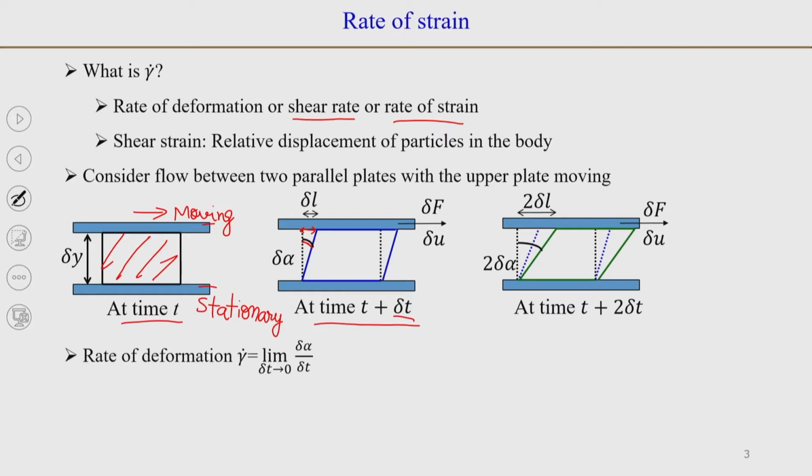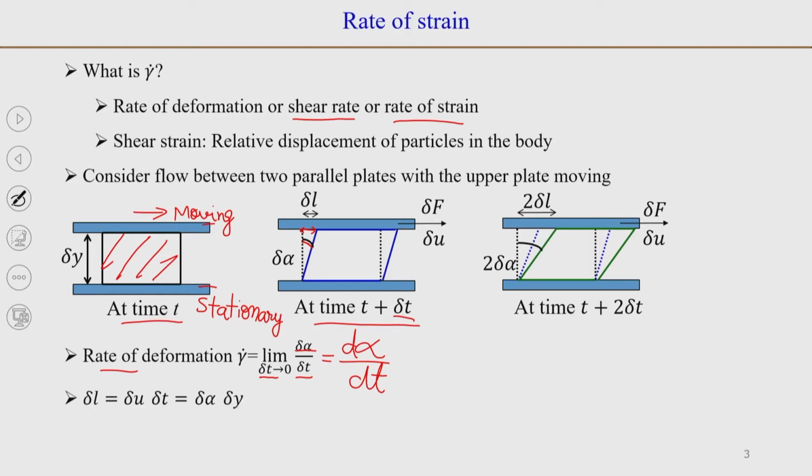So, the rate of deformation will be the deformation of the fluid, which is the angular deformation delta alpha, and because we are interested in the rate of deformation, deformation per unit time is delta alpha over delta t. When the limit of delta t goes to 0, we will have the derivative d alpha over dt, which will be the rate of deformation, where alpha is the angular deformation or the shear strain, and d alpha by dt becomes the rate of deformation.